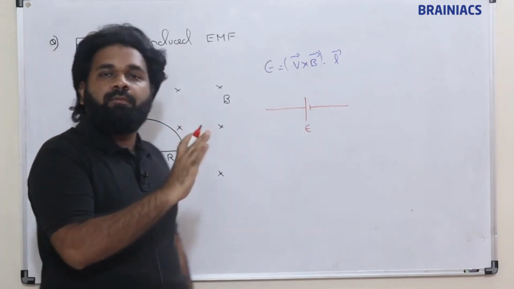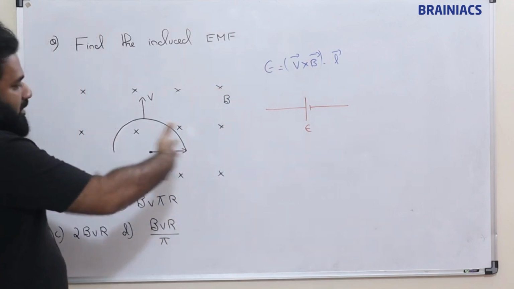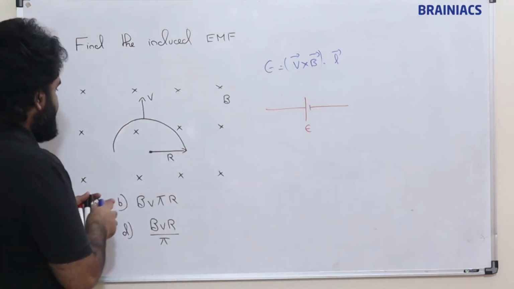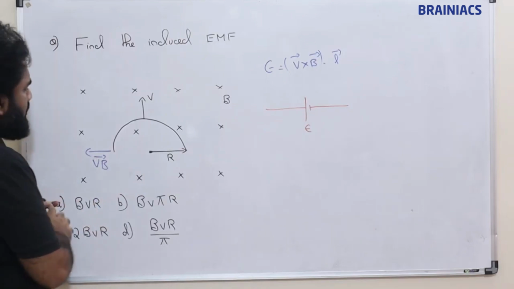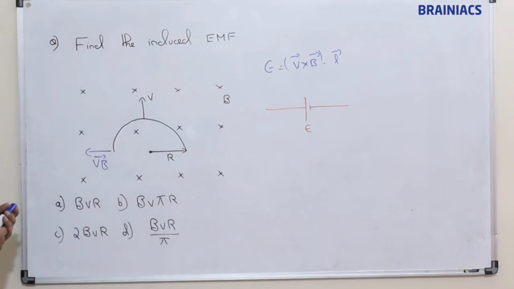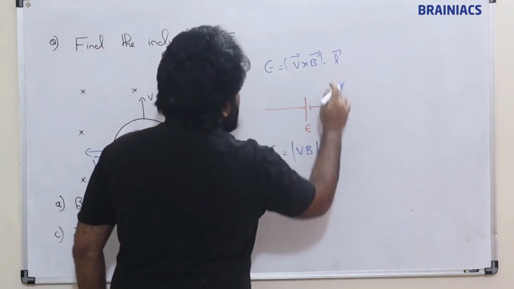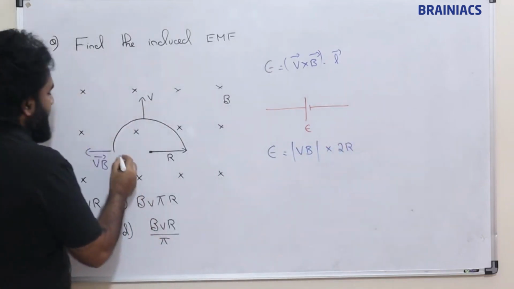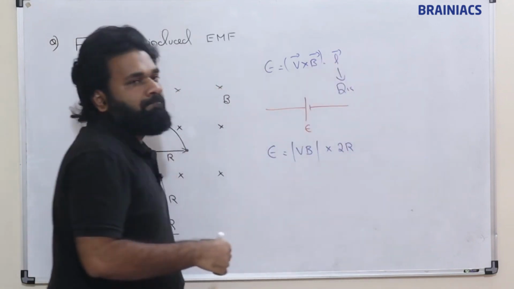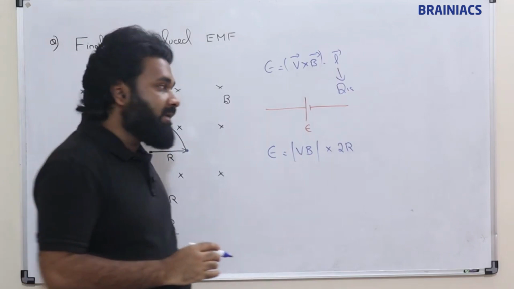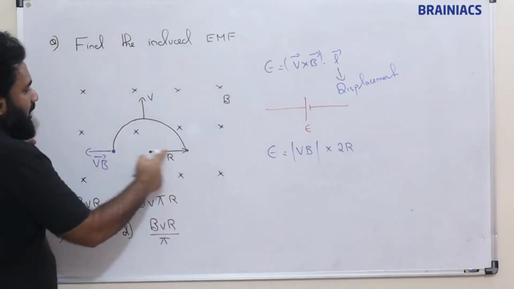Okay, EMF doesn't have direction but polarity is there. That polarity I am taking from V cross B. Now what is the direction of L vector? Okay, so here E is equal to magnitude of VB, and this L we should take like a 2R. That is between this point and this point, this L we should take as displacement. This is vector. So we need not take the distance. We should take the displacement. So that displacement is nothing but between these 2 points.